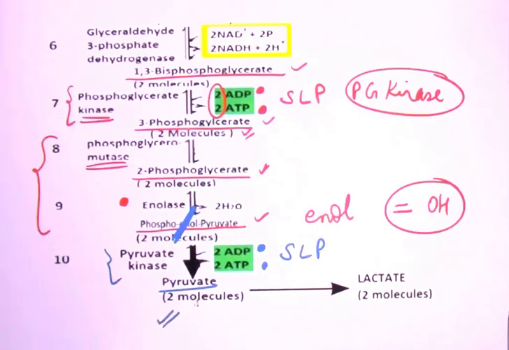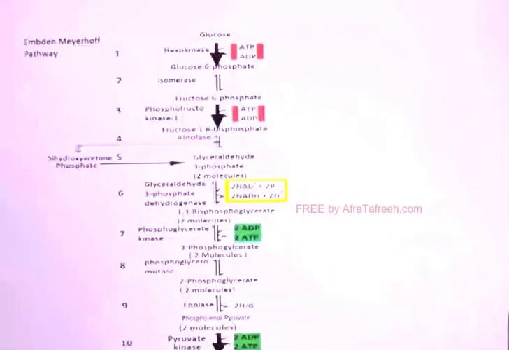Now pyruvate is the end product of aerobic glycolysis, but lactate is formed in case of anaerobic glycolysis, and here the enzyme is lactate dehydrogenase, short form LDH. Can you tell me where is pyruvate dehydrogenase? Pyruvate dehydrogenase is in the link reaction, right? But this lactate dehydrogenase is in anaerobic glycolysis. So we are done with the pathway and all the 10 to 11 enzymes.